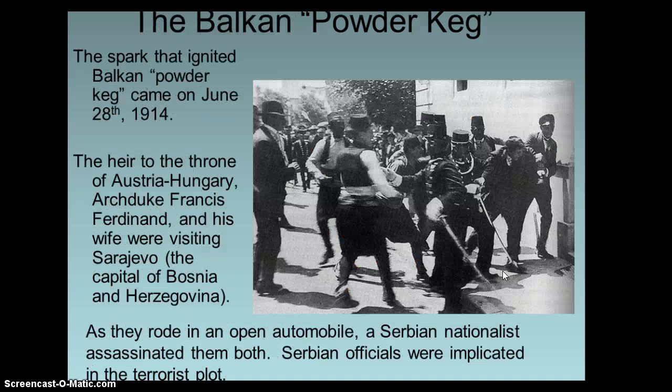All right, so what actually sets off the war? Well, that comes on June 28th, 1914. The heir to the throne of Austria-Hungary, Archduke Francis Ferdinand, and his wife Sophie were visiting Sarajevo, capital of Bosnia, and as they rode in an open automobile, this man, right here, shot them both and killed them both. Okay, Serbian officials were implicated in the terrorist plot, and Austria-Hungary is going to be out for justice.